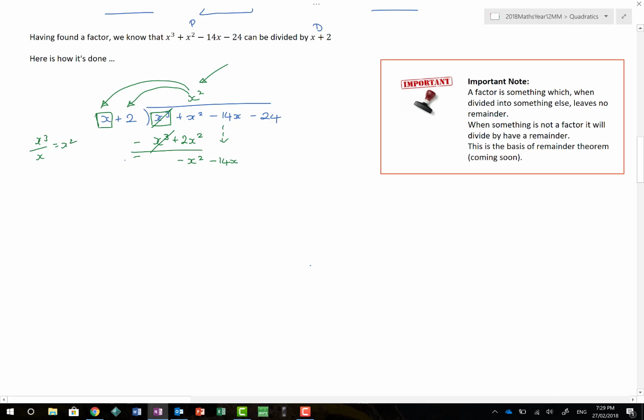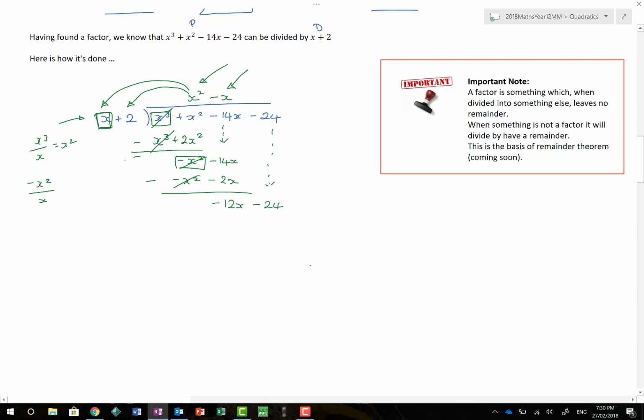I go x's into x, or minus x squared. So minus x squared divided by x gives me minus x. The minute I've written something on top, I then go back and multiply this by my divisor. So minus x times x gives me minus x squared, which is good, that's what we're expecting. And minus x times minus 2 is minus 2x. Take them away, that now makes those two disappear. And minus 14x minus minus 2x is actually minus 12x. And we drop this down because for some reason we always need two terms, minus 24.